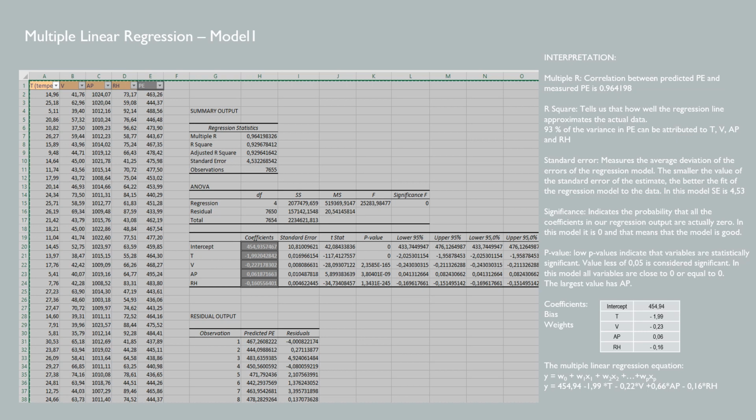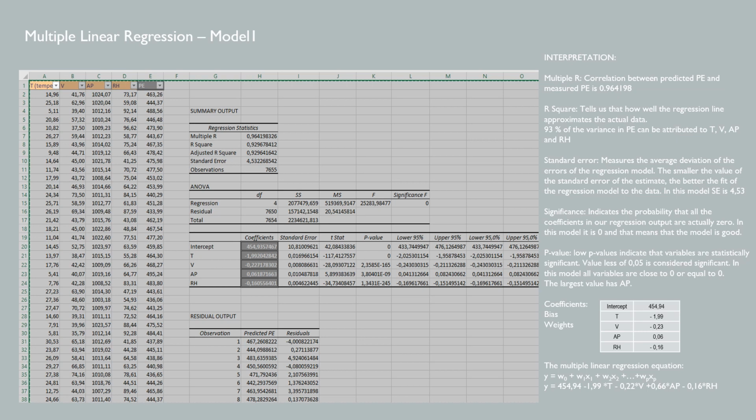Standard error measures the average deviation of the errors of the regression model. The smaller the value of the standard error of the estimate, the better the fit of the regression model to the data. In this model, standard error is 4.53. Significance indicates the probability that all the coefficients in our regression output are actually 0. In this model, it is 0, and that means that the model is good.